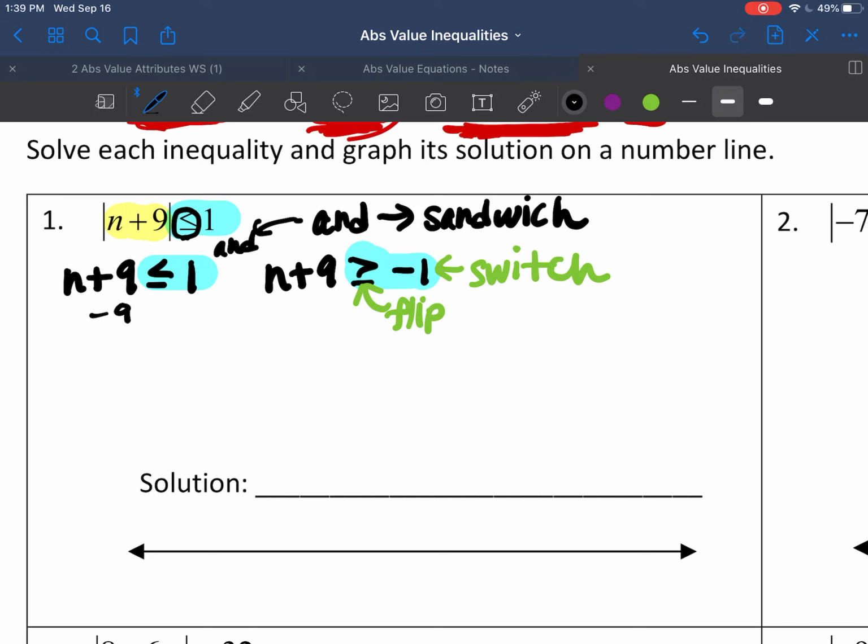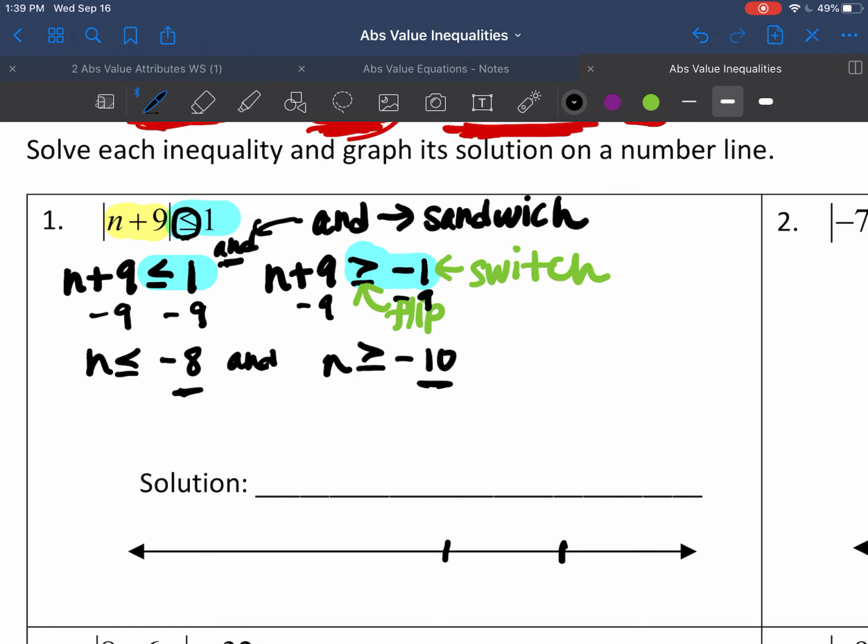So on the left, we subtract 9, and I get n is less than or equal to -8. I'm still using and. On the right side, still subtract 9, leaving me with n is greater than or equal to -10. Okay, now I like to graph my solution. I need to put -8 and -10 on my number line. So 0 would be here, -8, -10. -10 is more negative, so make sure you put them in the right order on your number line.